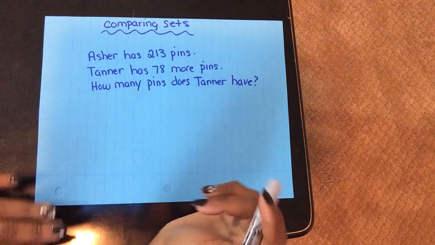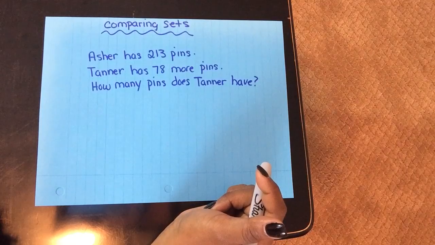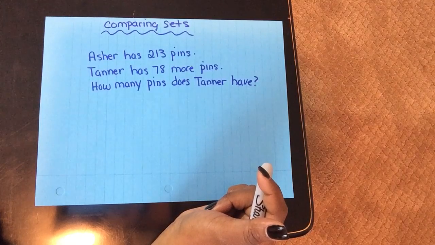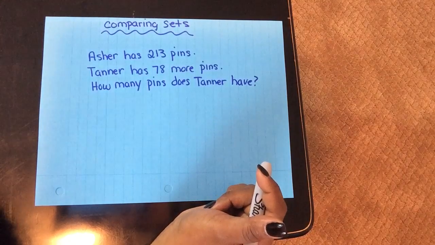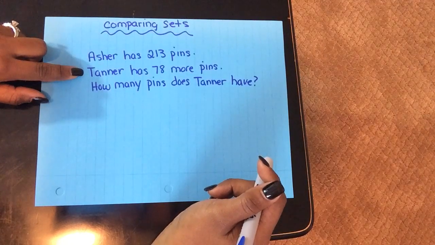So Asher has 213 pins. Tanner has 78 more pins. How many pins does Tanner have? Now the trick is here, we know how many pins Asher has, but we don't know how many Tanner has.